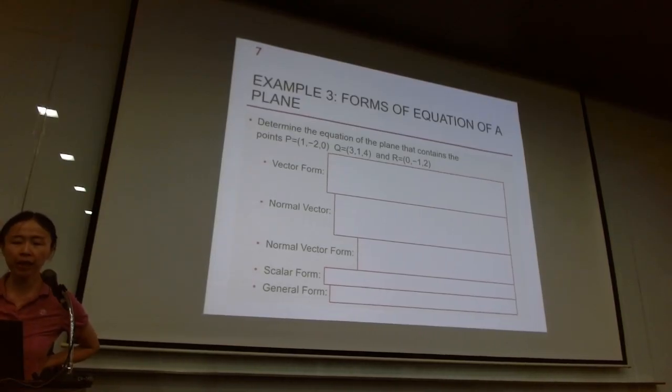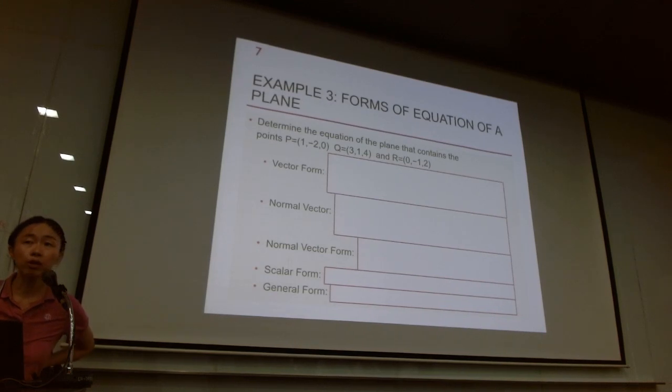So the same thing, vector form, I think I already explained. Use any point as origin. Usually I choose the first one, P. Then a plane needs two directions. So if you choose P as the start point, usually I will choose PQ and PR.